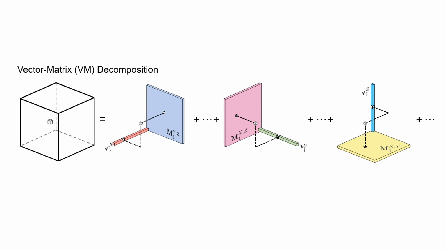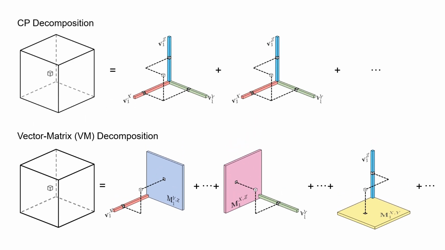In a sense, VM decomposition relaxes the low-rank constraints for two modes per component. Each component contains more parameters and is able to express more complex scene distributions. As a result, our VM decomposition leads to better rendering quality and faster reconstruction. Thanks for watching. Please refer to our paper for more details.